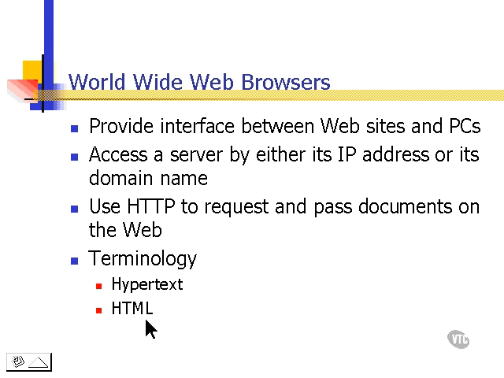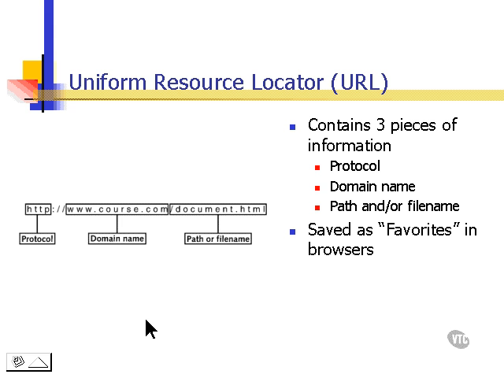To connect directly to a resource on the Internet, we would use what's called a Uniform Resource Locator. The Uniform Resource Locator contains three pieces of information: a protocol, a domain name, and the path or file name once we get to the appropriate server. When we view a page from a browser and then store that information in our favorites, the URL, the Uniform Resource Locator, is what is saved.